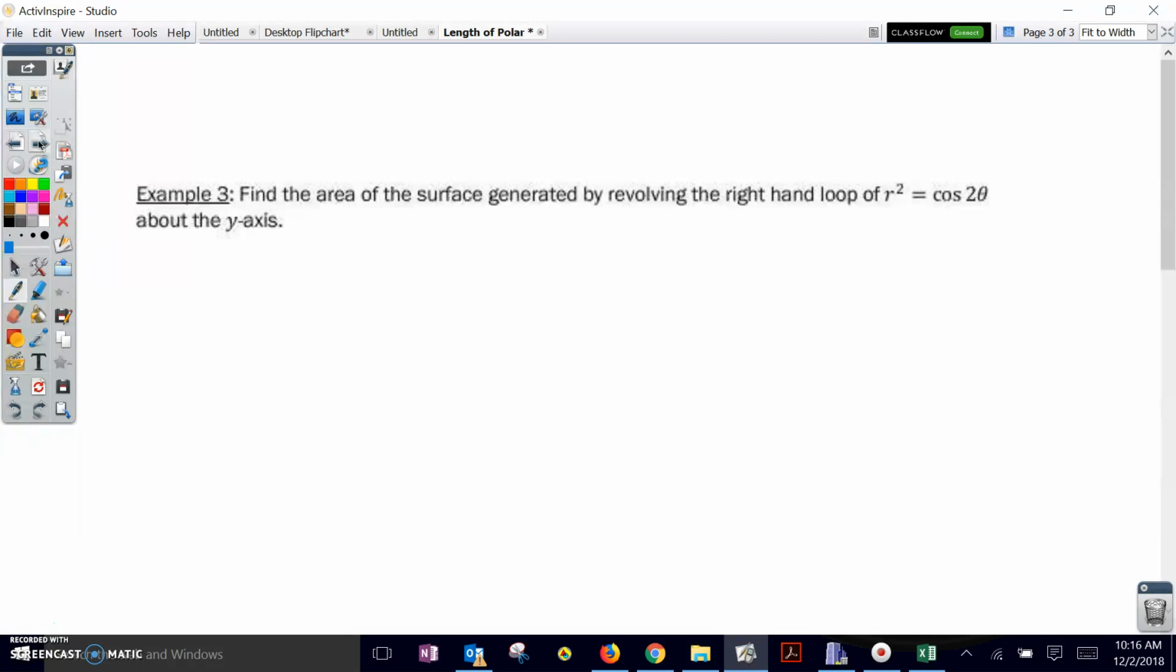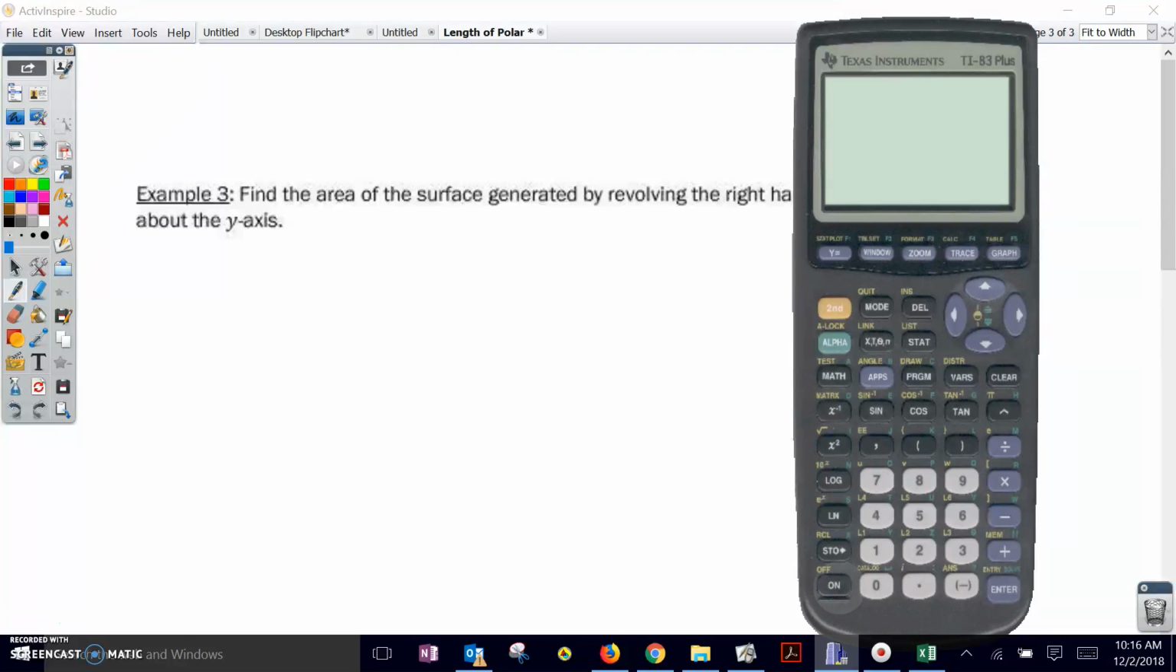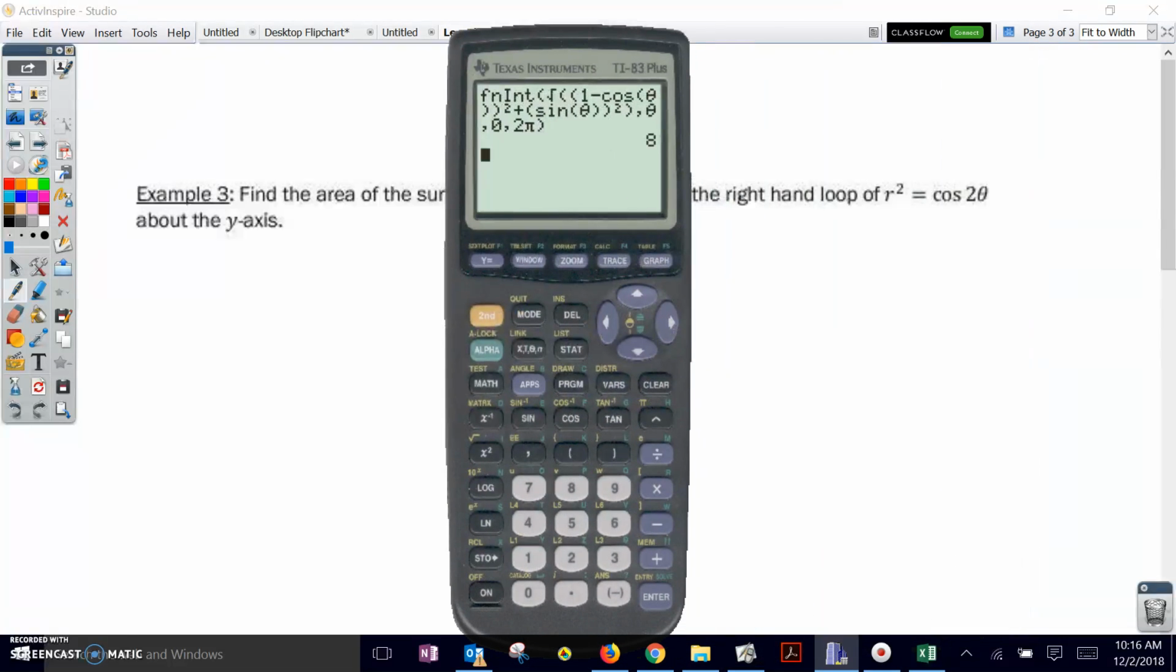All right. So the first thing I'm going to do is take a look at this curve. It's the curve r squared equals cosine of 2 theta. So I'm actually going to need to plot two graphs here: r equals square root of cosine of 2 theta, and r equals negative square root of cosine of 2 theta. And so we're going to graph this and take a look at what it looks like.